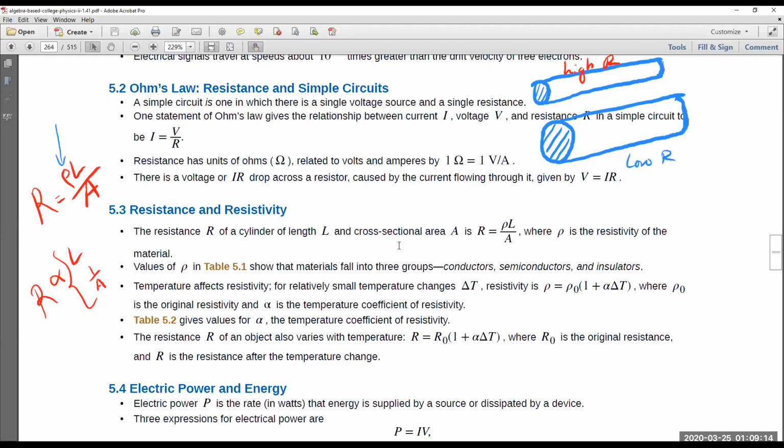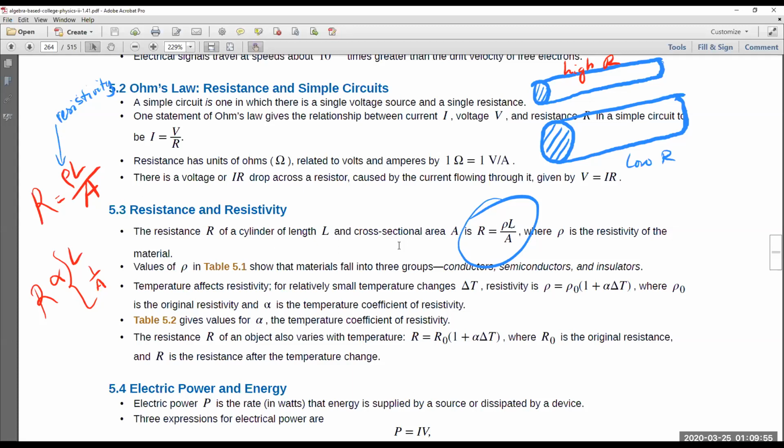So this is unique to every material, just like density is unique to every material. All wires made from copper will have the same resistivity. They may have different resistances depending on the length and area, but all wires made of iron will have the same resistivity, and all wires made from aluminum will have the same resistivity. So what you need to note is the resistance of any wire is directly proportional to the length, but it's inversely proportional to the area.